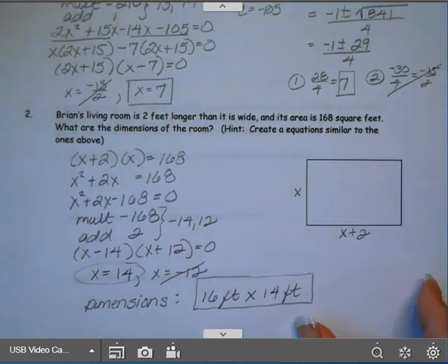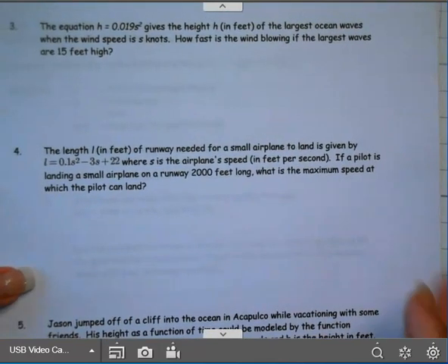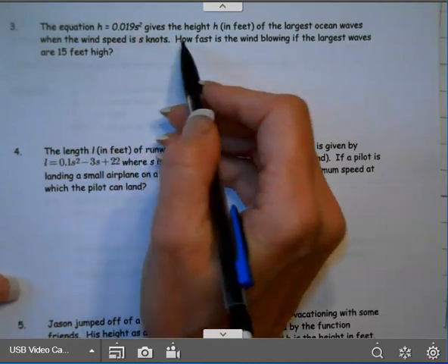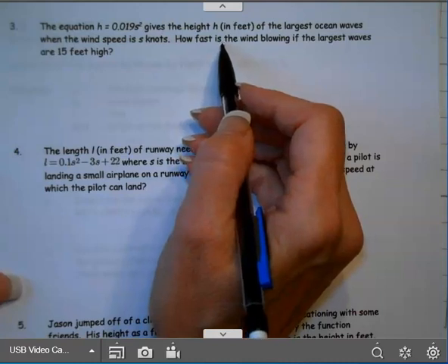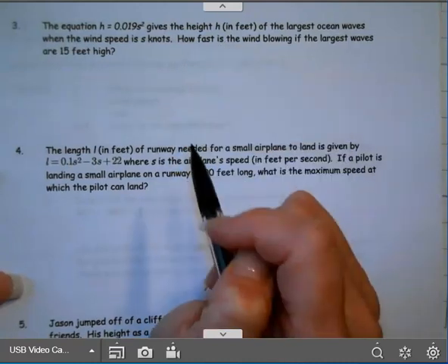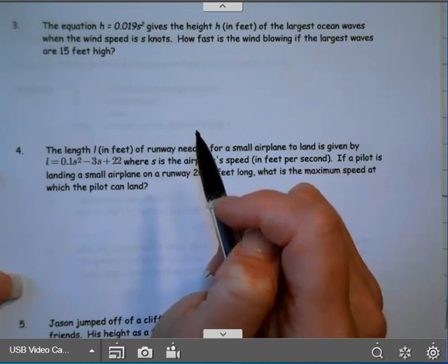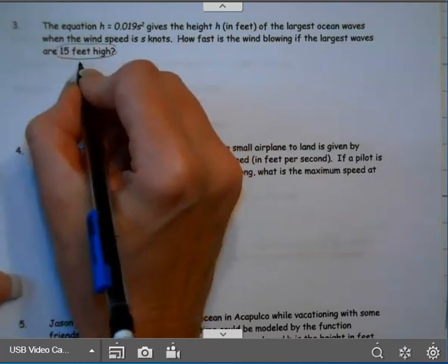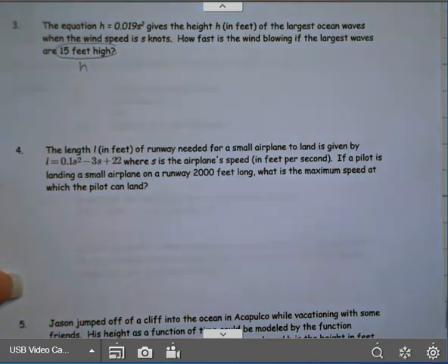For example 3. You are given a quadratic here, and this gives the height h in feet of the largest ocean waves when the wind speed is s knots. How fast is the wind blowing if the largest waves are 15 feet high? So they've given us h here. So I'm going to plug that in my equation for h.